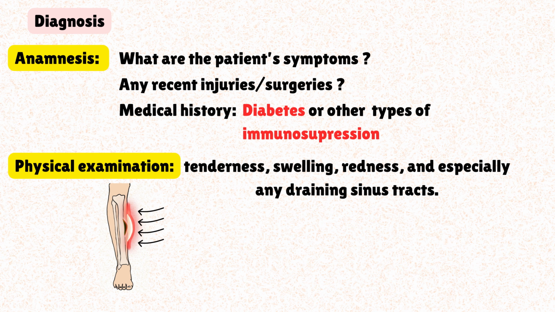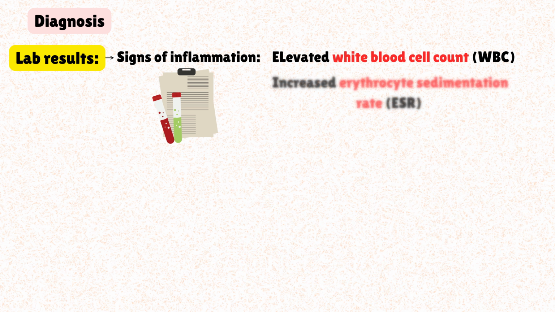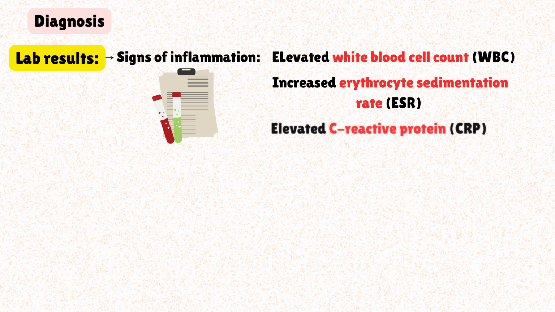Next, we move to the laboratory tests. We'll almost always order blood work. We're looking for signs of inflammation like an elevated white blood cell count and increased erythrocyte sedimentation rate and C-reactive protein. These are non-specific markers of inflammation, but if they're high, it definitely raises our suspicion.